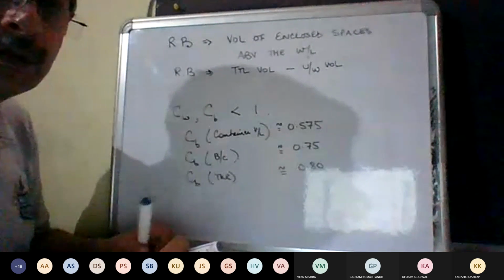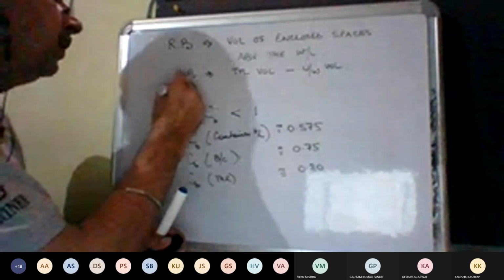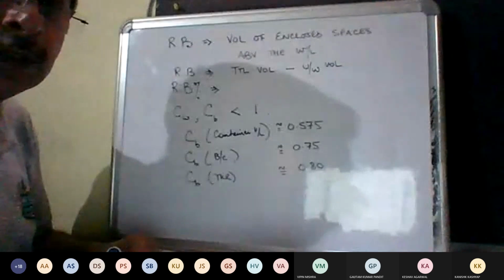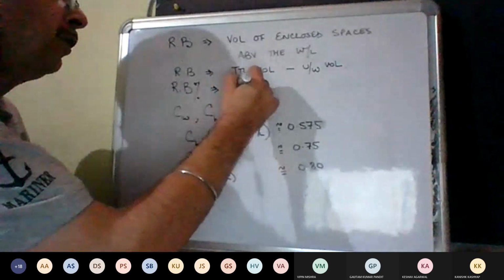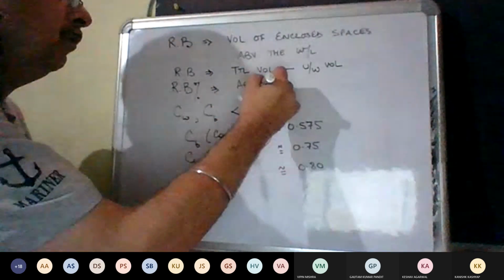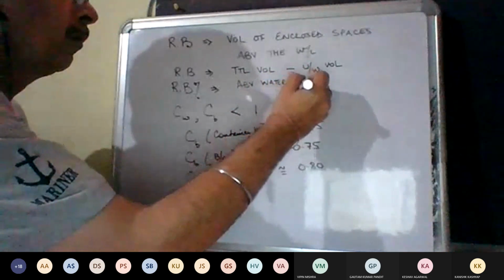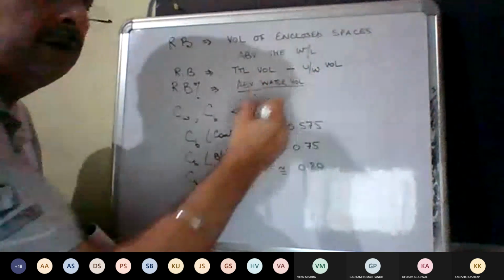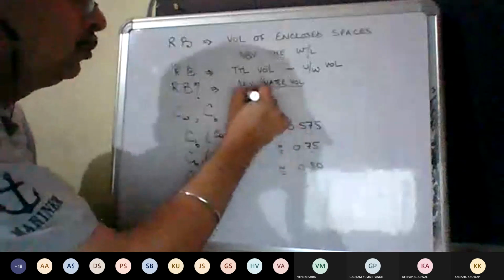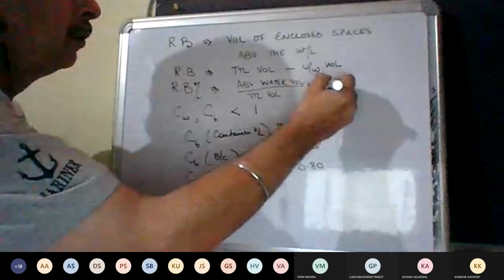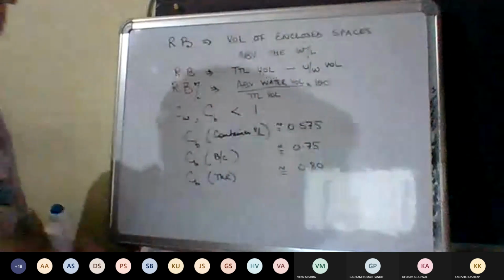And so therefore, reserve buoyancy is a percentage. That is above water volume divided by the total volume into 100.